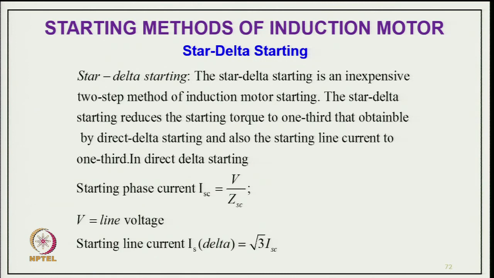So, star delta starting is an inexpensive 2-step method of induction motor starting. Star delta starting reduces the starting torque to 1/3 of direct delta starting, and also the starting line current is 1/3 of direct delta starting. So, starting current is ISC equal to V upon ZSC, where V equals line voltage, and starting current in delta is √3 ISC.